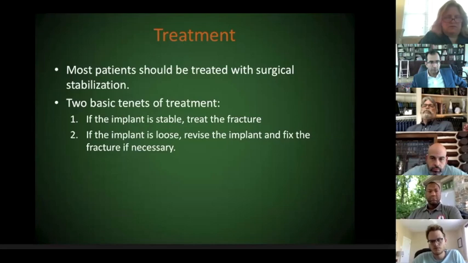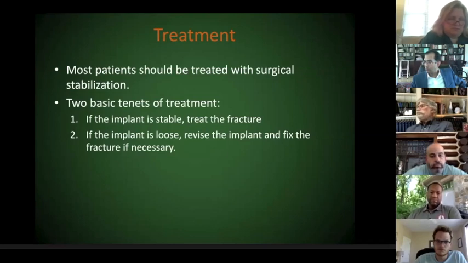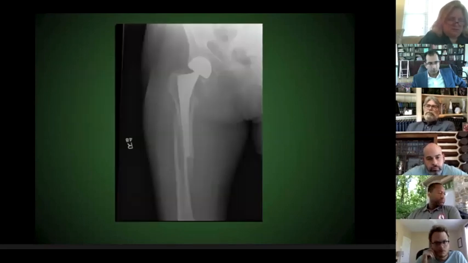Really, most of these fractures should be treated with surgical stabilization. Non-operative management has gone the way of history. The 2 basic tenets of treatment are, number 1, if the implant is stable, treat the fracture. Number 2, if the implant is loose, revise the implant and fix the fracture if necessary. I know the images are a little bit hazy, but with that, I'd like to introduce the cases.